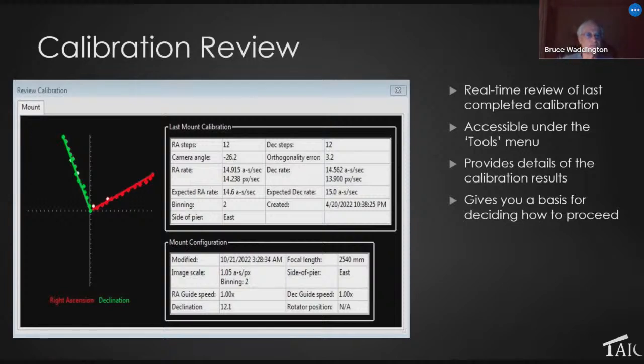You don't have to wait around for an alert. This is under the tools menu, to do a calibration review. And what we'll show you again is a graph of how the various points lined up. And it'll tell you everything we know about the state of the mount and the scope, where you were pointing, what the guide speeds are, what the expected rates would be, and what yours are. And you can see how well they line up. You can know how many steps were used in the calibration. You can know what the orthogonality error is. We'll talk about this. Basically, to what extent do these lines not form a right angle? You can do this whenever you want. You don't have to be connected to the gear. You can do it during the daytime if you want. Just go back and look at the last calibration you did and get an idea of how good it was.